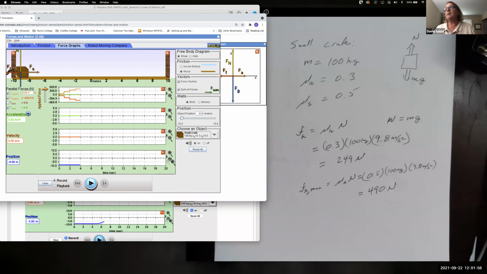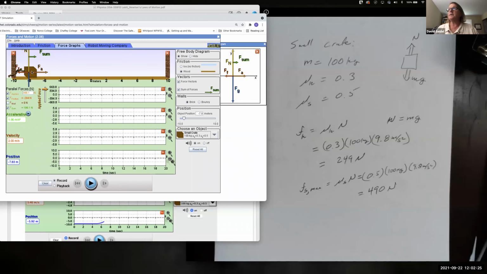You see, it's still not moving. 490.1, and it starts moving because I've broken static friction and I'm in the regime of kinetic friction. Very important to know when you're in those regimes.